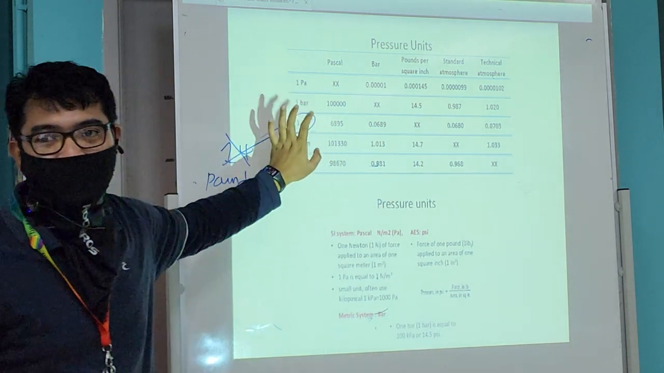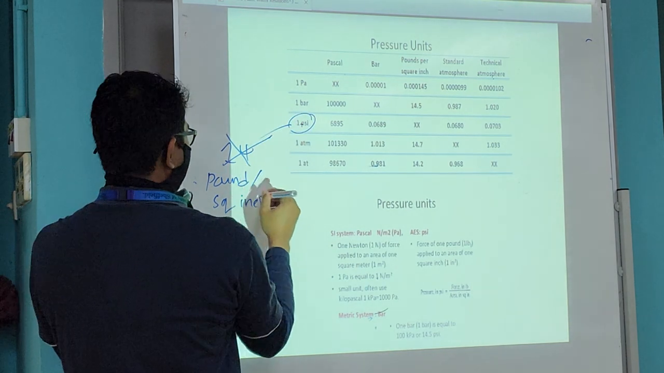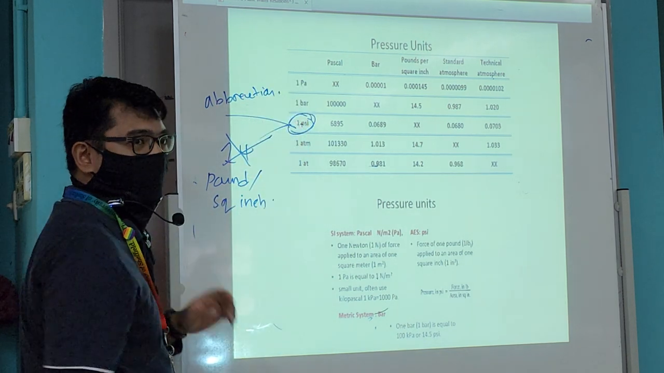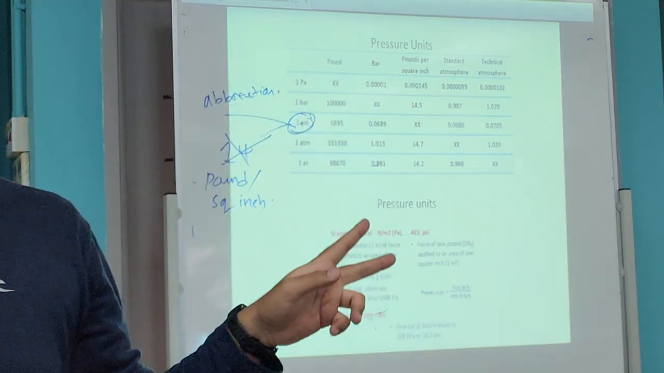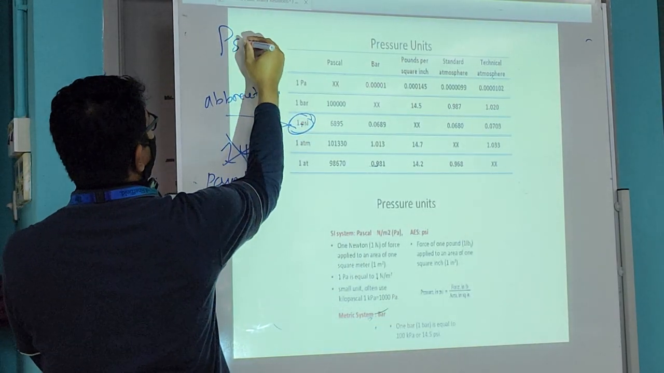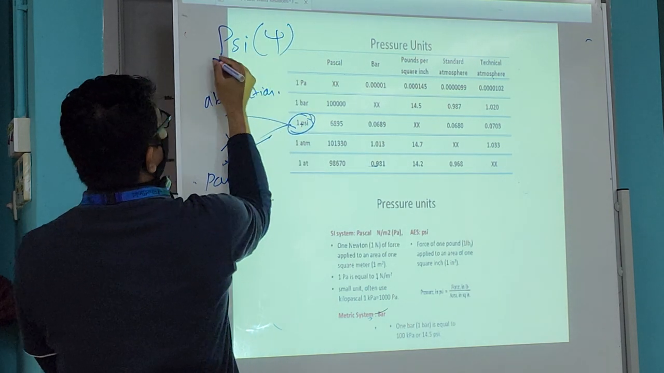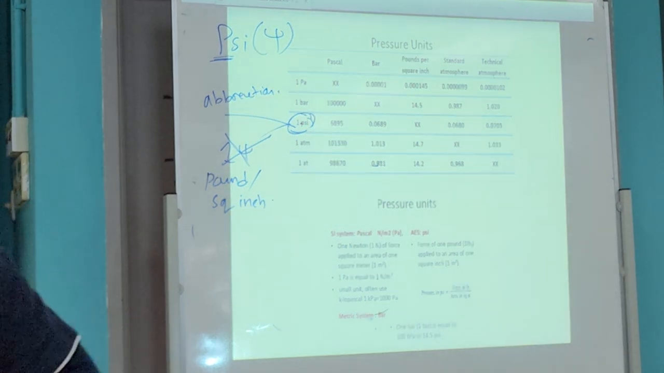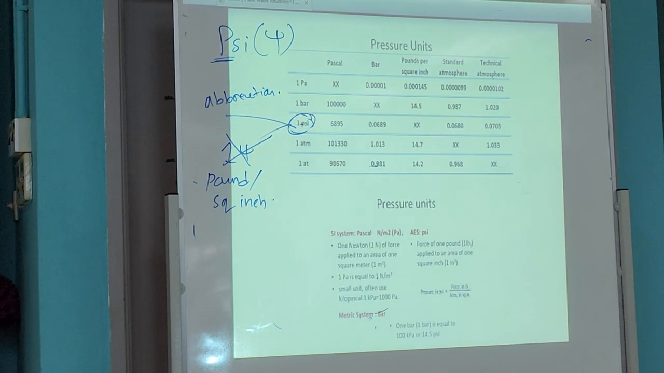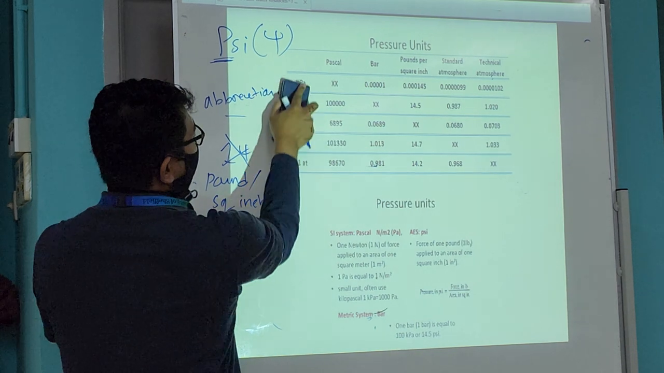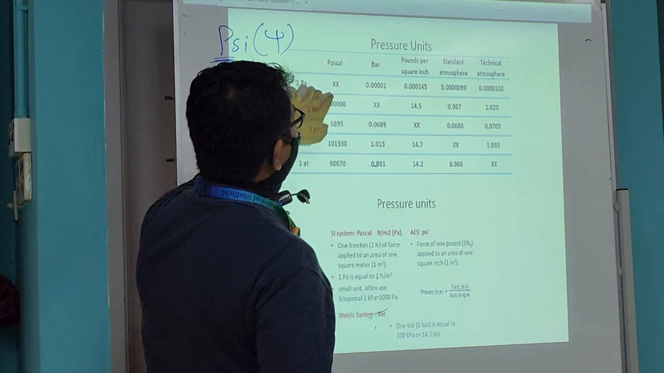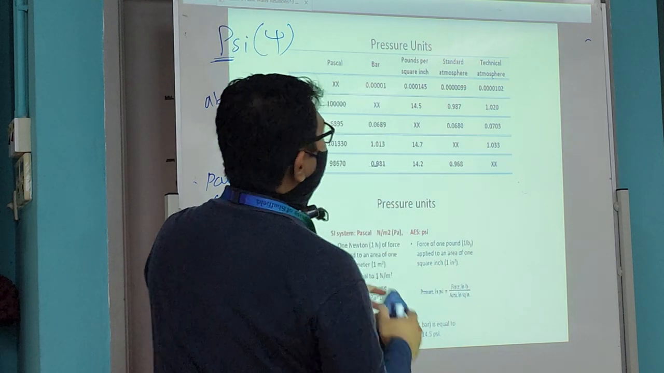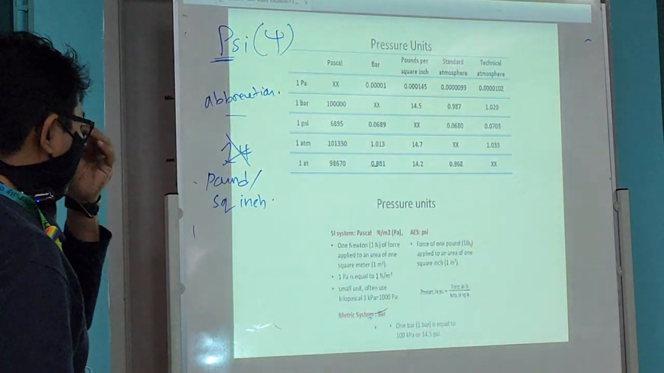Nothing to do with water potential here. This PSI is an abbreviation. Pound per square inch. PSI. Not the psi, which is a Greek letter. Look at this, the capital letter, and this is the small letter. So, don't make weird mistakes, okay? So I give you this table so that you can convert whatever you need. From Pascal, how do you want to convert it to bar, to pound per square inch, to atmospheric and technical atmospheric. Usually we use this, we don't use this, we use this only. Right?